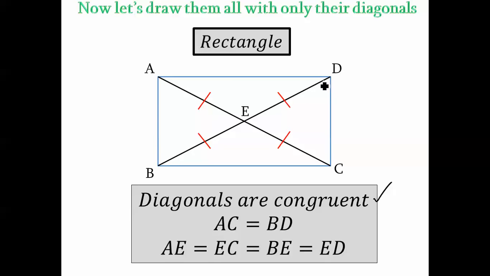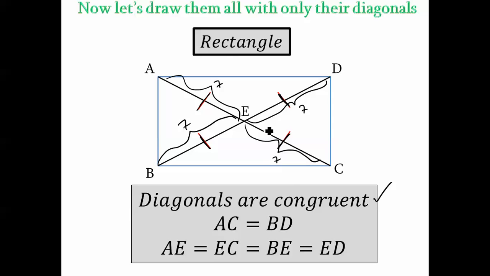Alright, we've already said that they bisect each other. That's true of all parallelograms. So we've got 4 congruent segments. From B to E is the same as from E to D, which is the same as from E to C, and from A to E. They're all the same. So if that's 7, that's 7, that's 7, and that's 7.